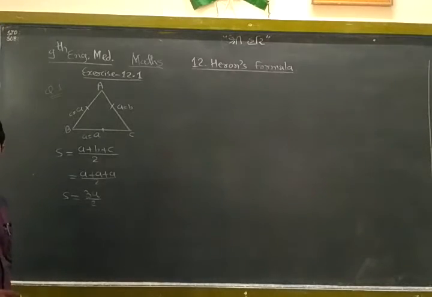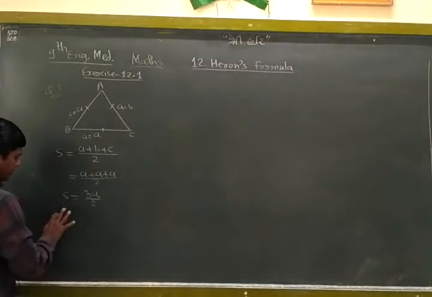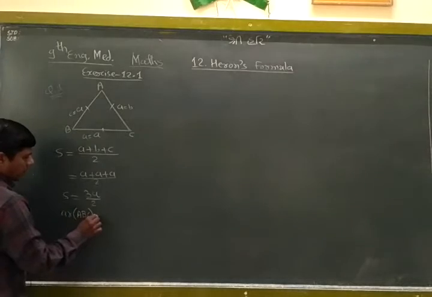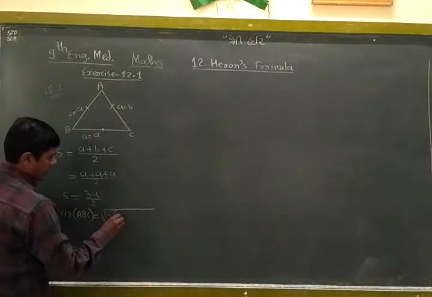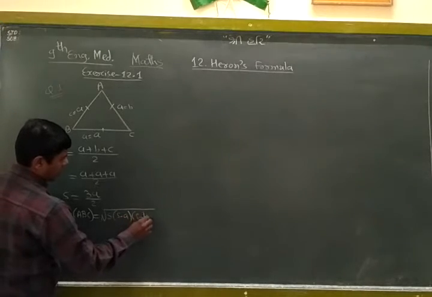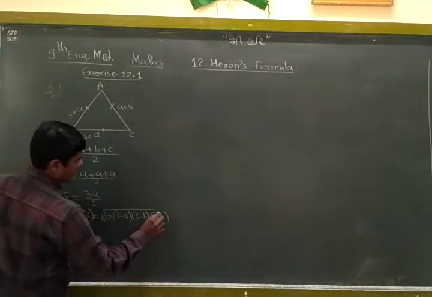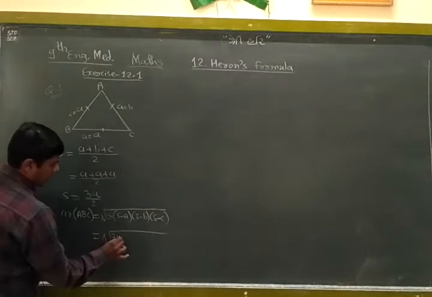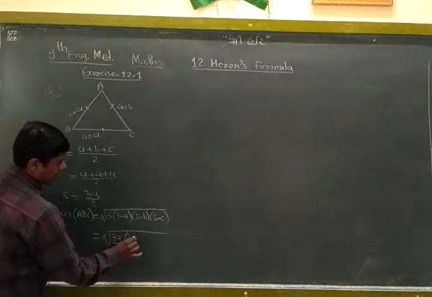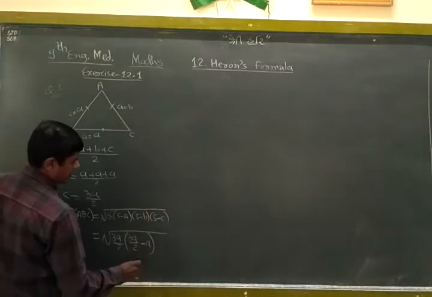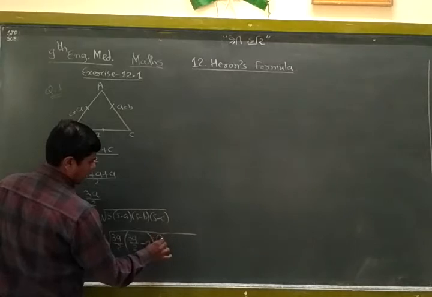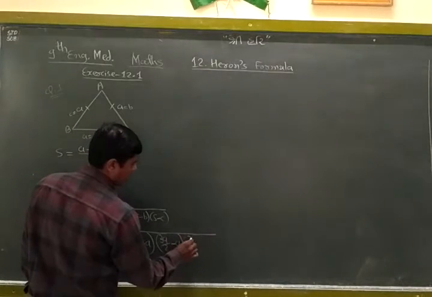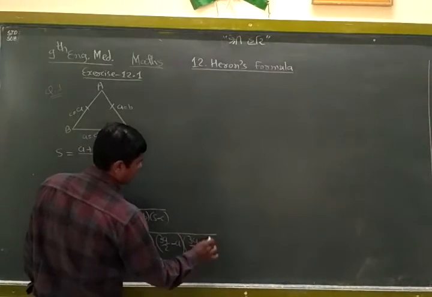Okay, now area of triangle by Heron's formula, under root S into S minus A, S minus B, S minus C. So under root, S means 3A by 2, S means 3A by 2 minus A, 3A by 2 minus A, here also 3A by 2 minus A.